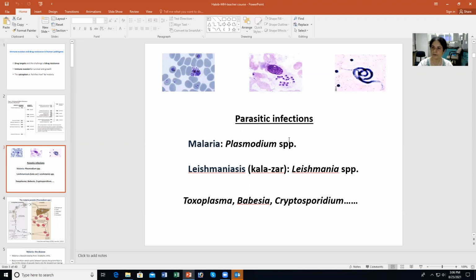So if you look at chloroquine, for instance, which is an important drug given for malaria infections, chloroquine resistance in Plasmodium falciparum became a big problem. And therefore, there was a complete shift in the treatment to what we call artemisinin combination therapy.